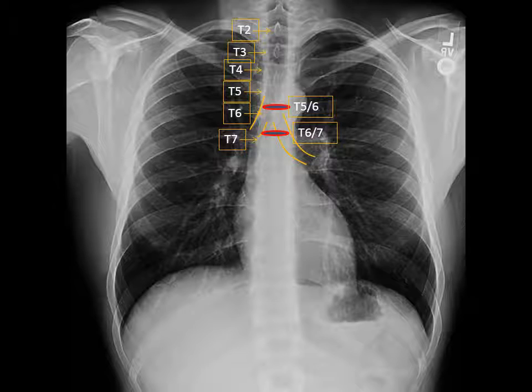And as we see in this example, the carina does indeed lay in an approximate position of the T5, T6, or T6, T7 disc spaces.